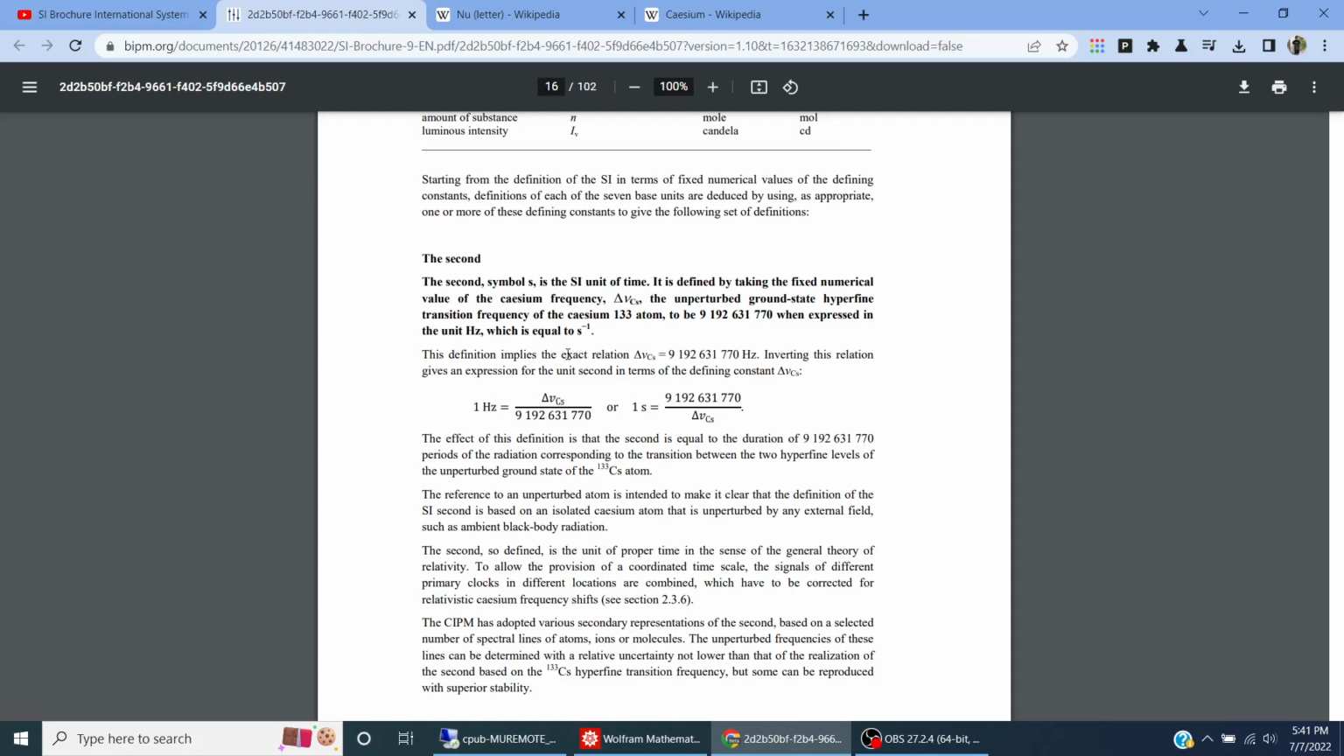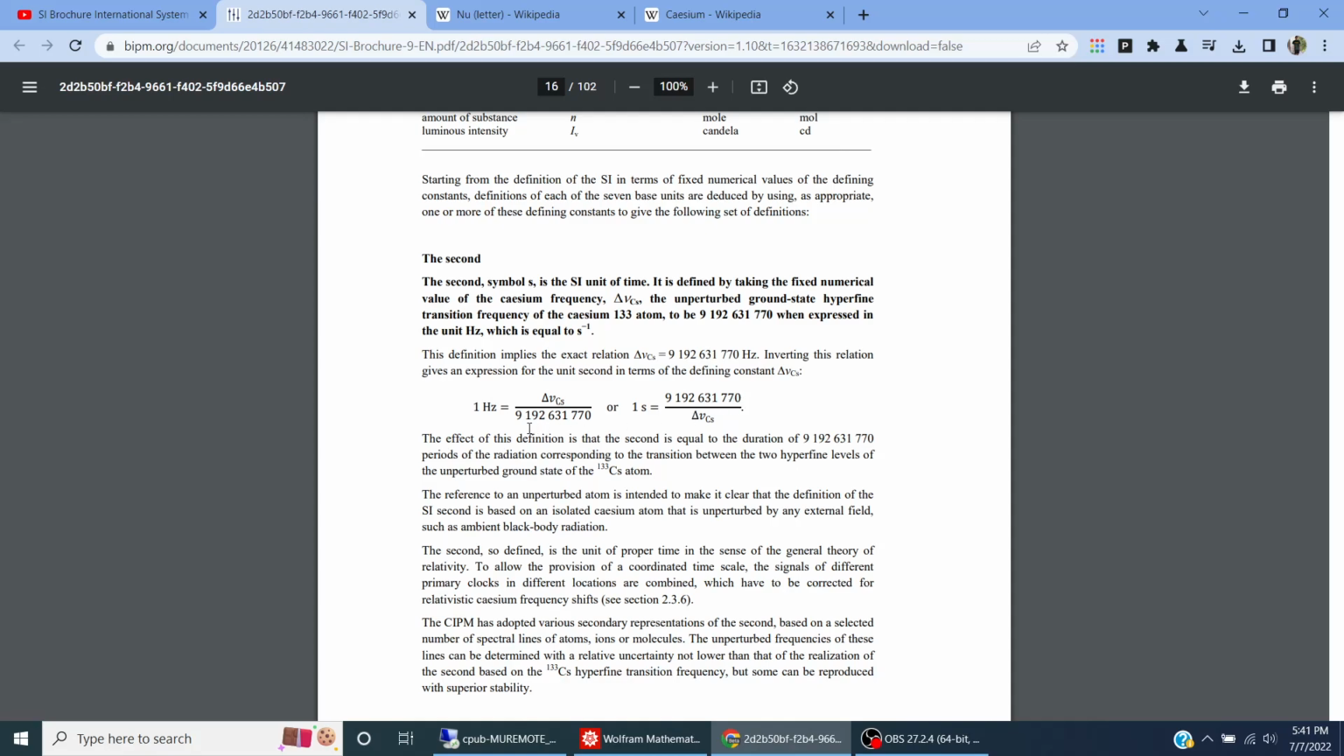This definition implies the exact relation: the hyperfine transition frequency of cesium is 9,192,631,770 hertz. Inverting this relation gives an expression for the unit second in terms of the defining constant of the cesium frequency. 1 hertz equals the cesium frequency over 9,192,631,770, or 1 second equals 9,192,631,770 over the cesium frequency.